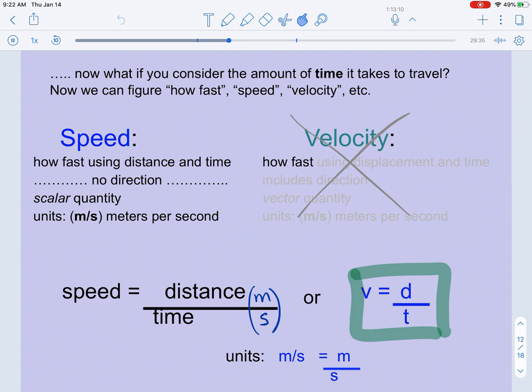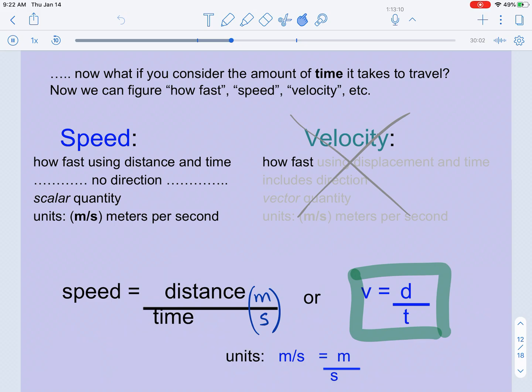Speed is going to be measured in meters per second. And so we're going to look real quick at this equation down here and understand where that comes from. We already said in the previous lesson that distance is going to be measured in meters. So if distance is measured in meters and speed is the ratio of distance divided by time, time is going to be measured in seconds.